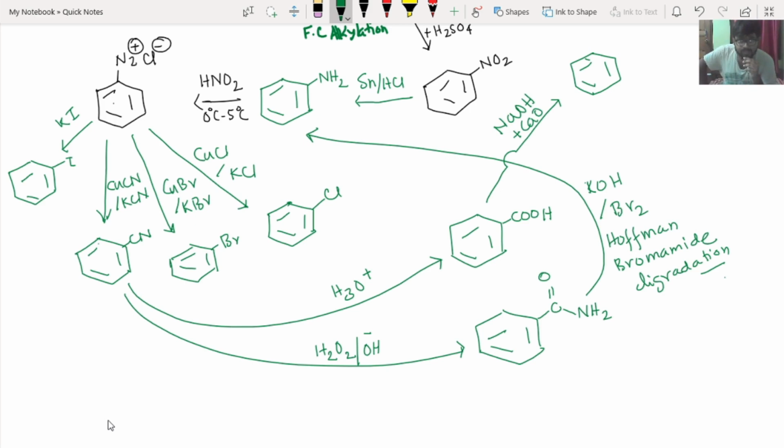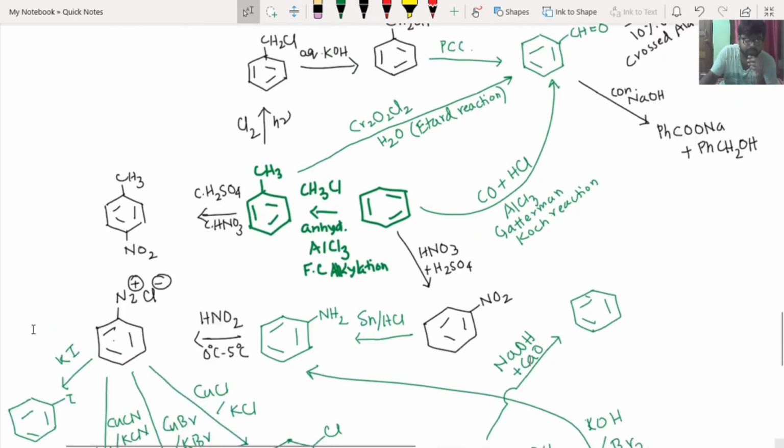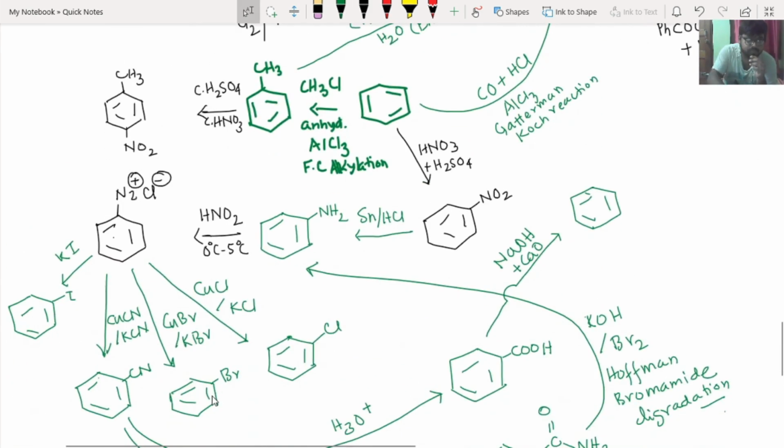Right. Now, if you can see, this is benzene diazonium chloride. This benzene diazonium chloride can be converted into benzene by simply adding H3PO2.